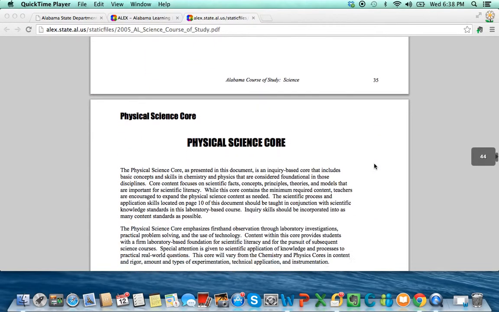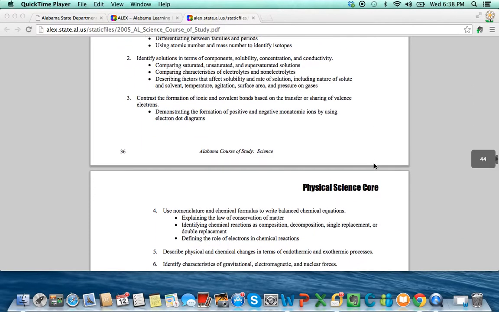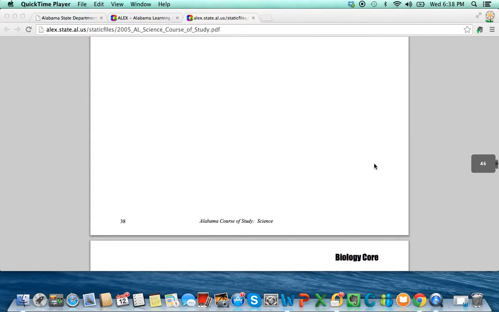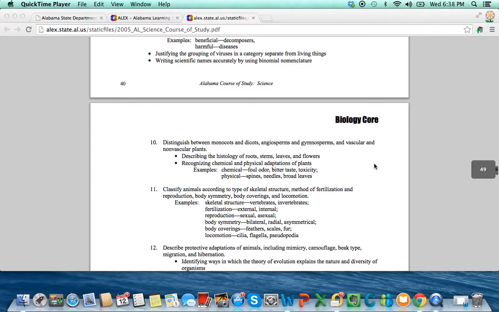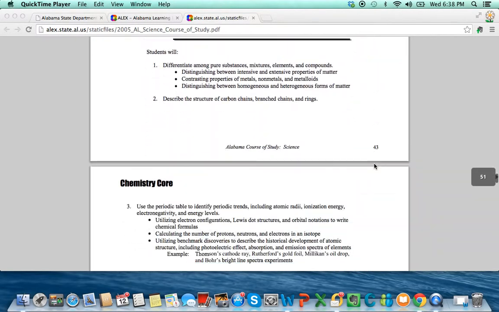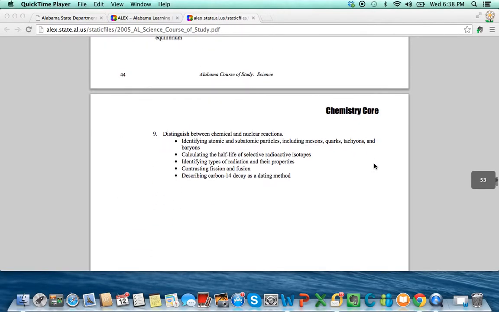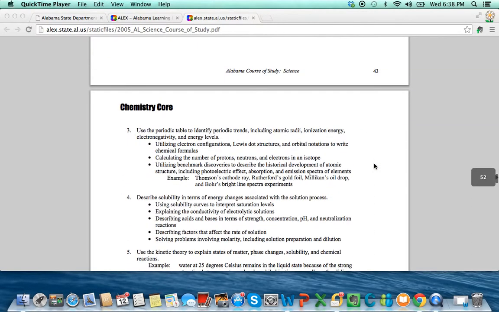And then when we get into here is the course of study for high school physical science, not 8th grade. Here's the course of study for biology. Here is the course of study for chemistry. And following that are physics, and of course, Dana, you know the anatomy and physiology is past that as well.